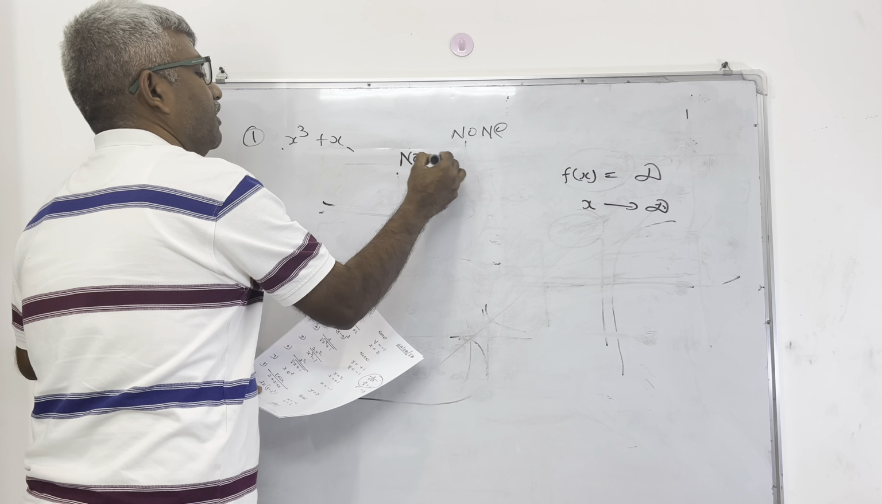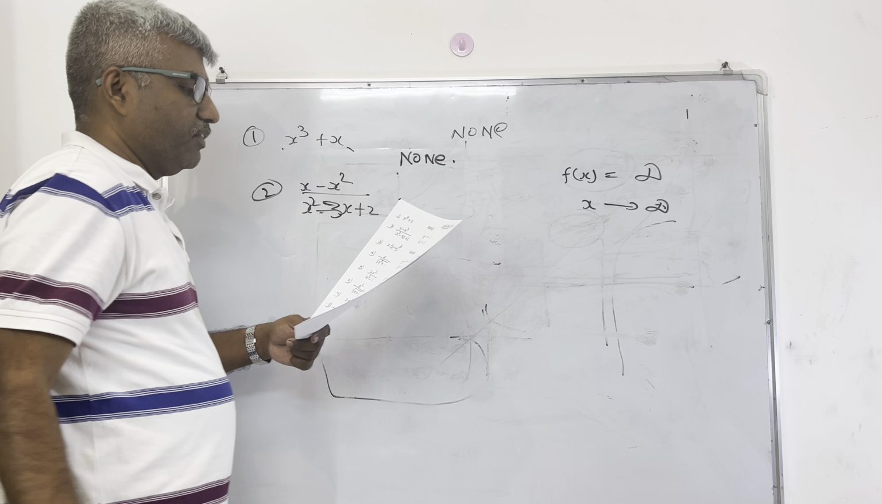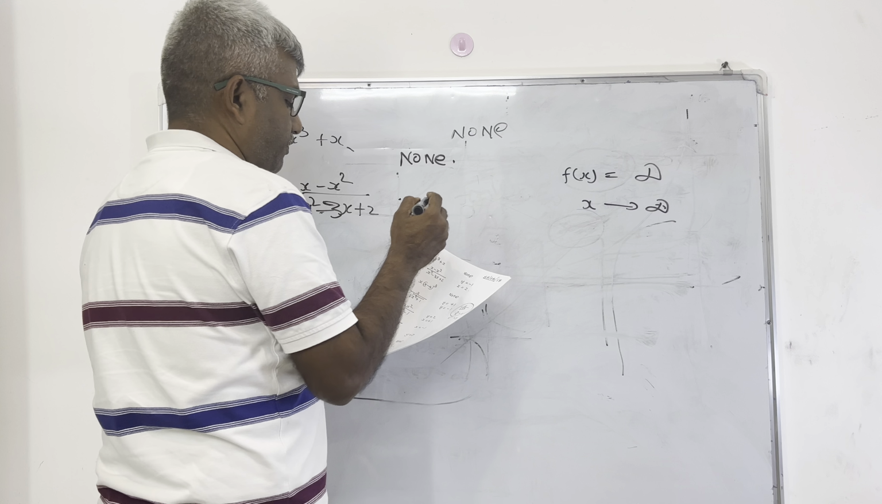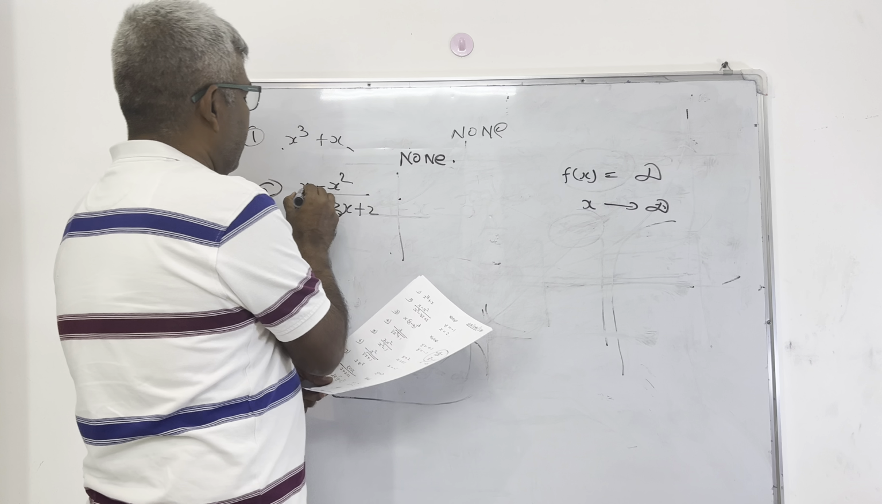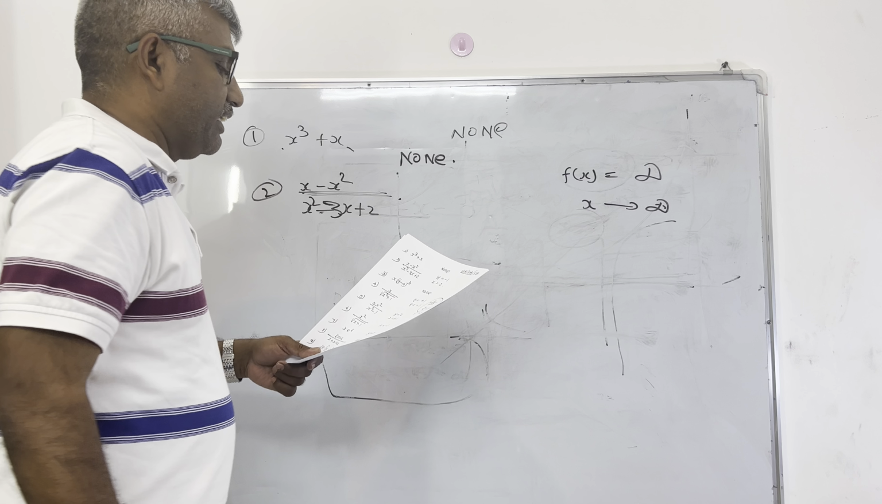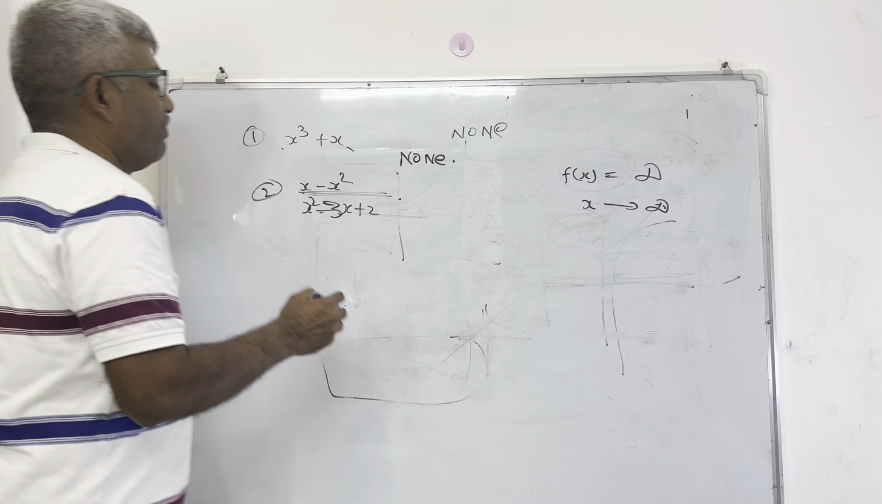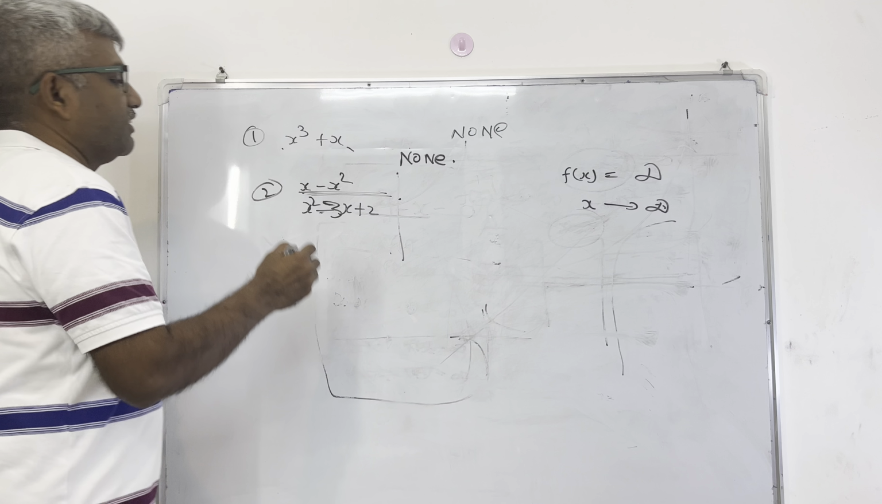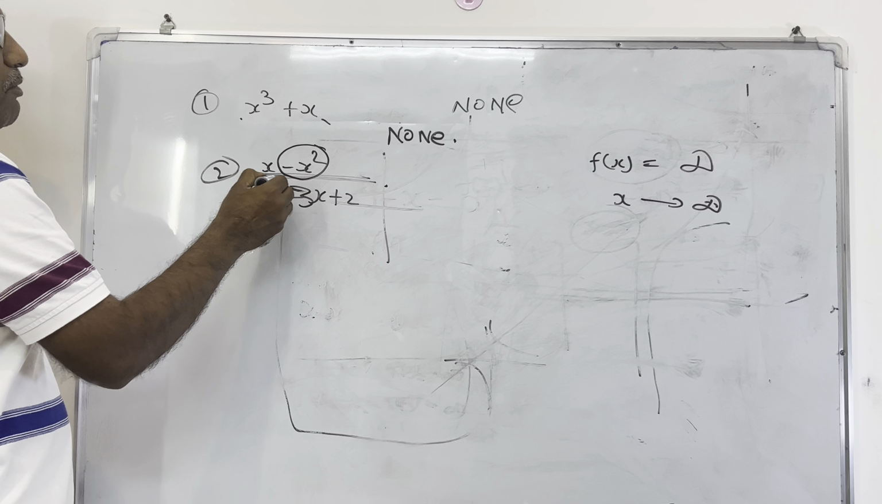Question number 2, x minus x squared minus 3x plus 2. I already told you if it is a fraction, a horizontal asymptote will come. In that case, what you have to do first is one simple step, find the maximum power. Here what is the maximum power? Minus x squared.